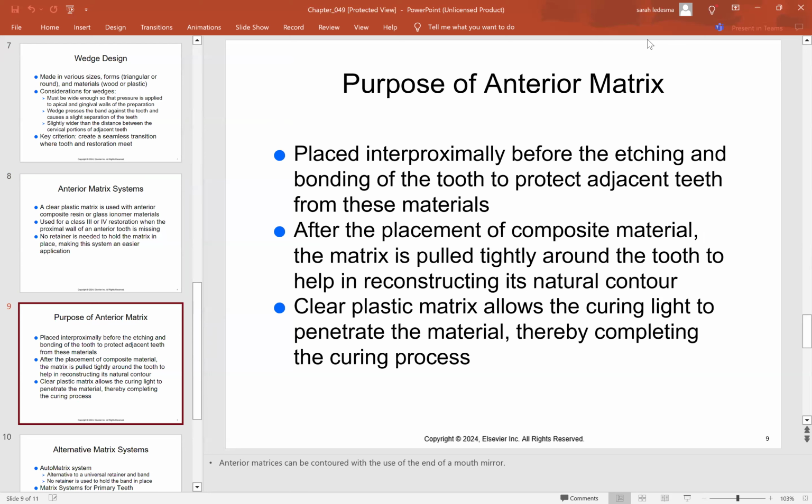The purpose of the anterior matrix is to be placed interproximally before etching and bonding of the tooth, and this will help to protect adjacent teeth from these materials. After the placement of the composite material, we can pull our matrix tightly around the tooth, and this will help to create a natural contour. And with it being clear, this is going to allow us to cure and penetrate the material.